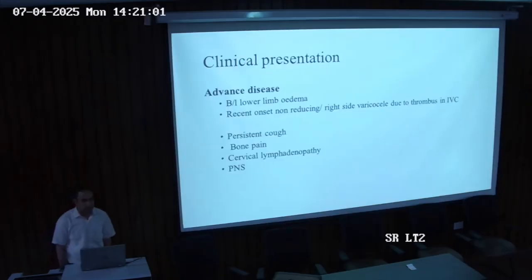In advanced disease, the patient can present with bilateral lower limb edema. So if a renal tumor patient has bilateral lower limb edema, what will you think? Renal tumors usually spread by lymphatics, but renal cell carcinoma spreads by lymphatic plus hematogenous routes. The tumor thrombus passes through the renal vein and goes to the IVC and obstructs the IVC. Because of IVC obstruction, the patient presents with bilateral lower limb edema. Other thing is right-sided varicocele. Varicocele is more common on which side?